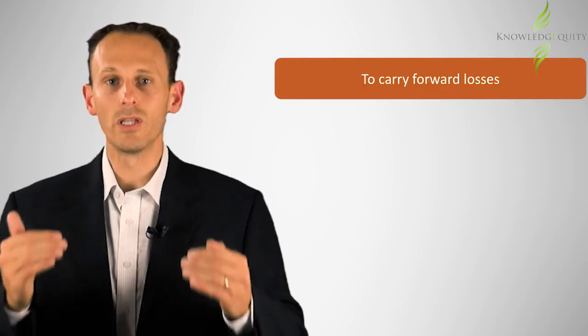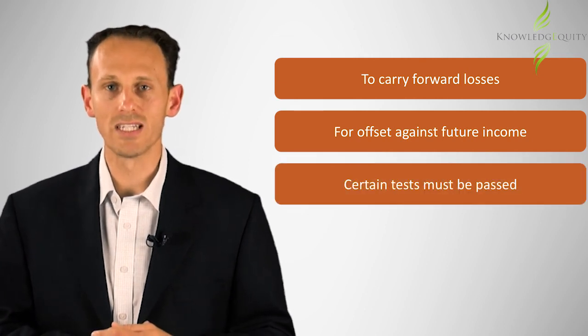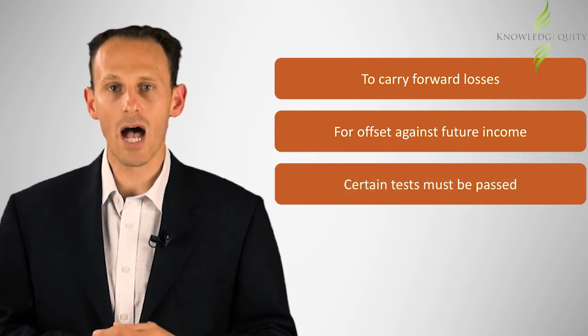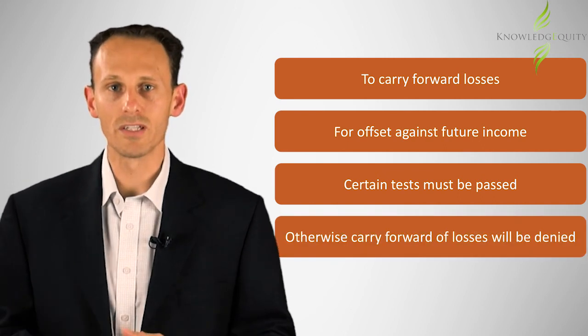To recap, in order for a trust to carry forward losses to offset against future income, it will need to pass certain tests. Depending on the type of trust, if a particular test is failed, then the carry forward of losses will be denied.